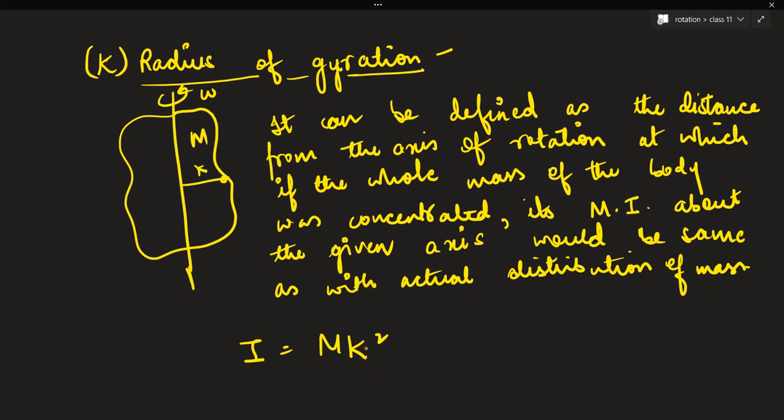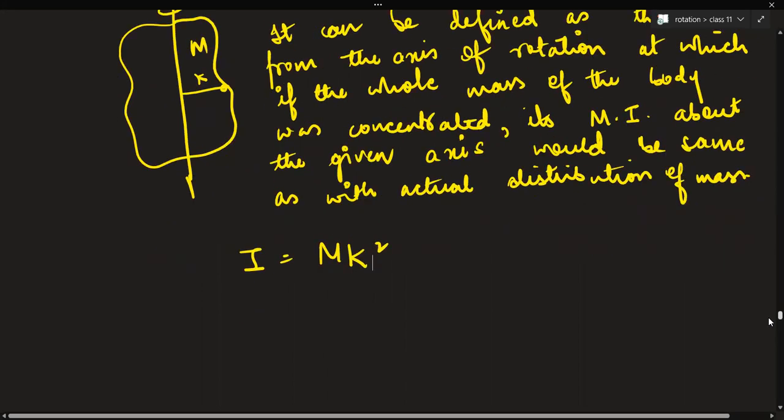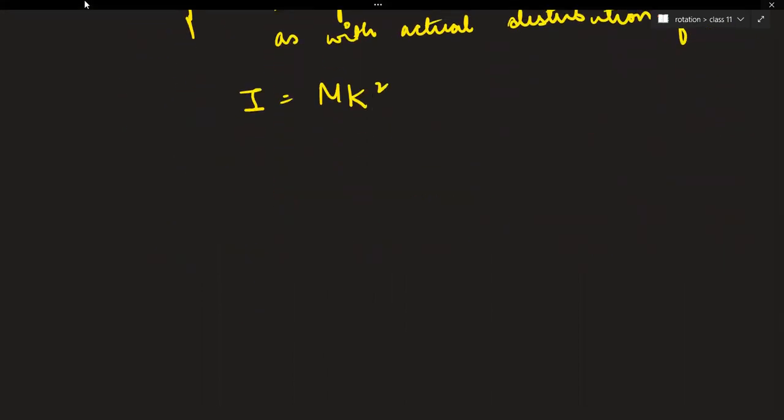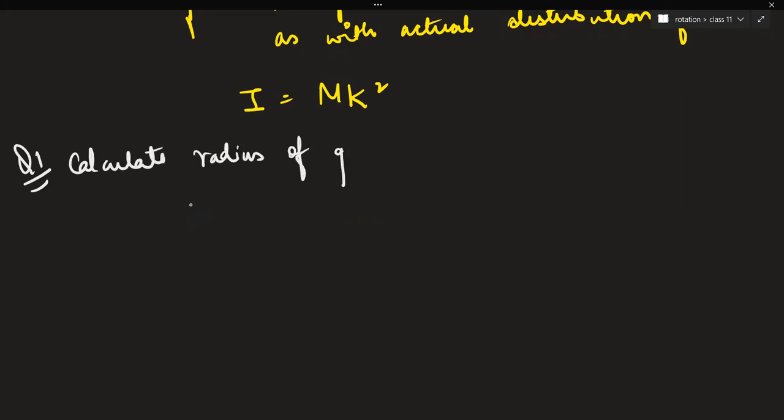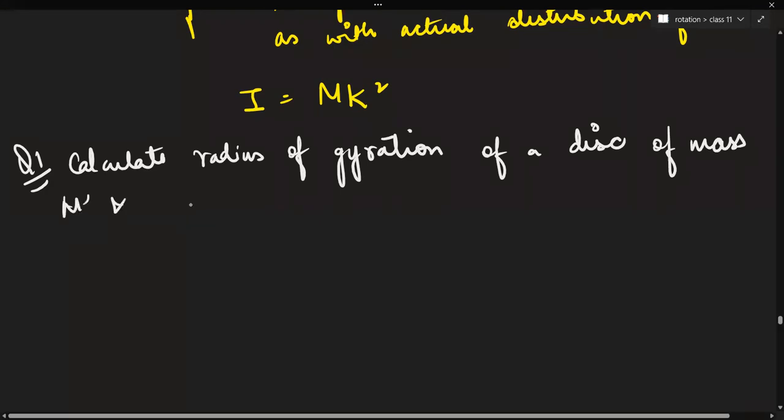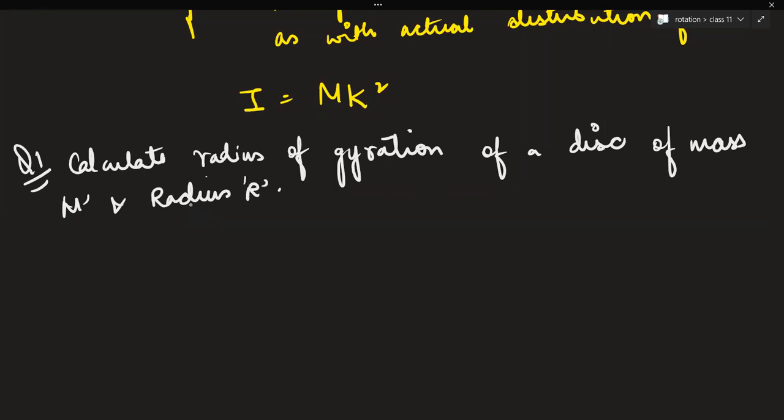Now for any body, you know what the moment of inertia is, so you can calculate the radius of gyration. For example, if I give you a question, I have made you write all the moments of inertia, remember? So using those diagrams for solid sphere, hollow cylinder, disk, and for an axis perpendicular to the ring, all these. Suppose I say calculate the radius of gyration of a disk of mass m and radius r. Fine, this is what is given.